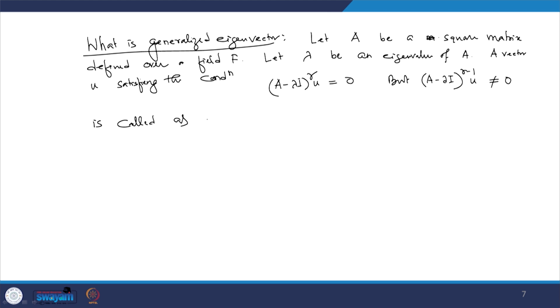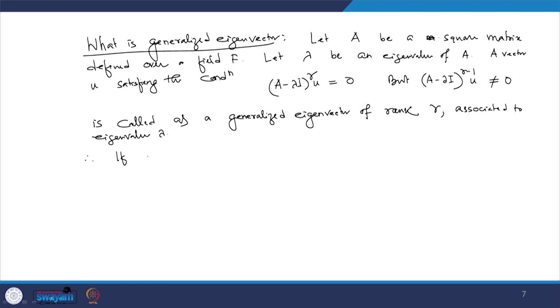is called a generalized eigenvector of rank r. Actually, I have already seen this concept of generalized eigenvector in the solution of the initial value problem. This is called a generalized eigenvector of rank r associated to eigenvalue lambda.